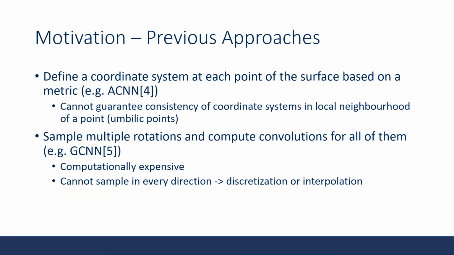There have been several previous approaches that deal with this rotational ambiguity problem. One idea is to define a coordinate system at each point on the surface based on a certain metric. However, this cannot guarantee consistency of the coordinate system, i.e. smoothness, in all local neighborhoods, such as at umbilic points. Another idea is to sample multiple rotations and compute convolutions for each rotation. However, this is naturally very computationally expensive, and due to the infinite number of rotations, you cannot possibly sample in each direction, and so you have to use discretization or interpolation as a compromise.